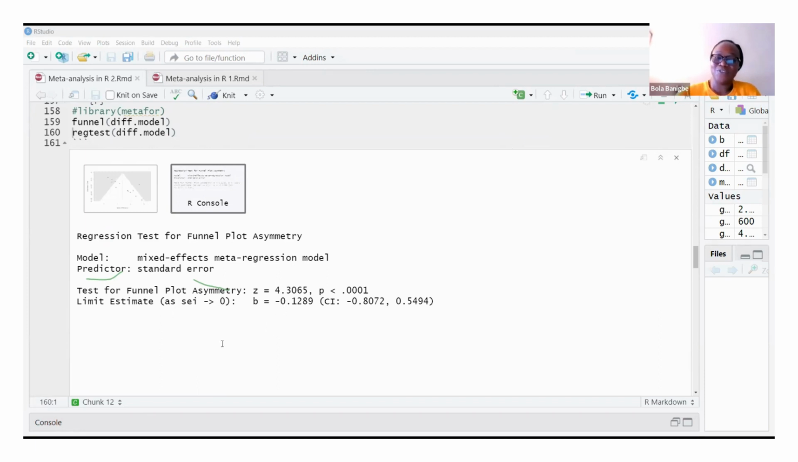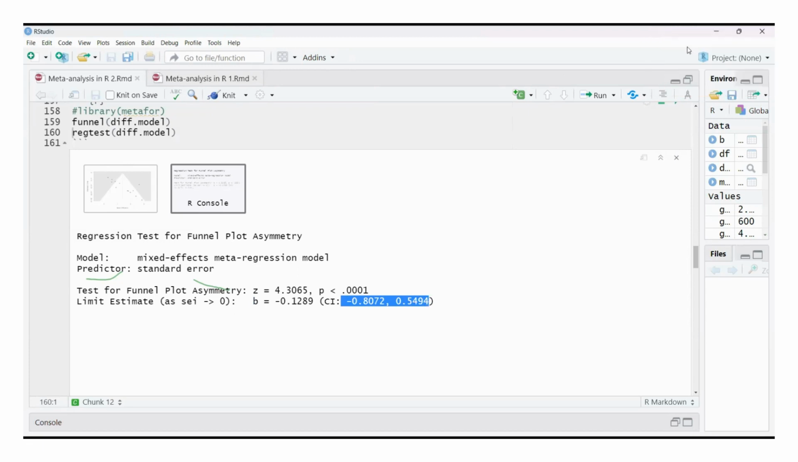Okay, so for this test, we're looking basically at the intercept. We're looking at the beta naught value, and in this case, it's negative 0.1289. And if you look at the confidence interval, it contains zero. So what does that say?